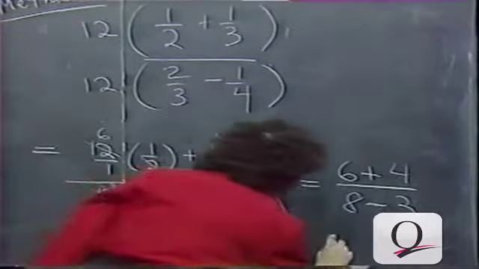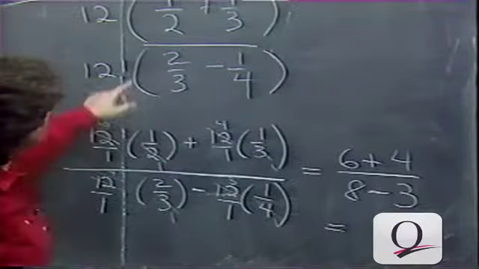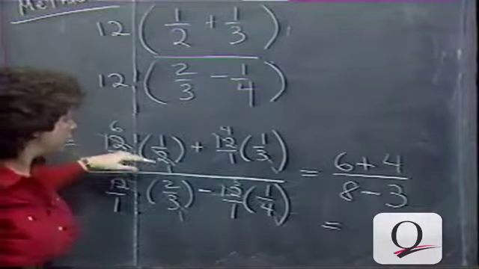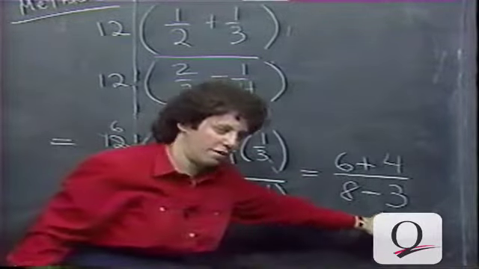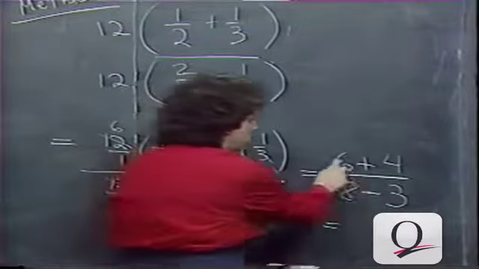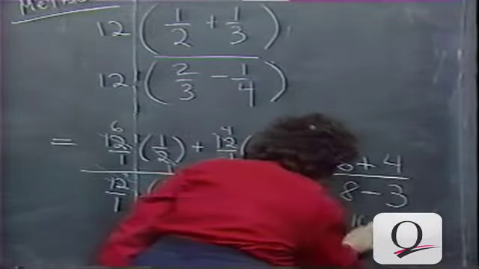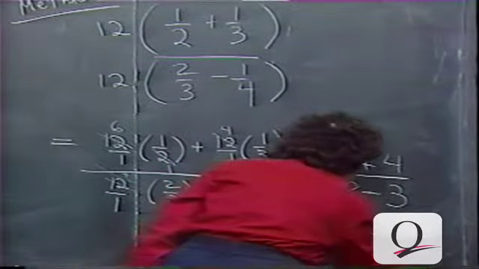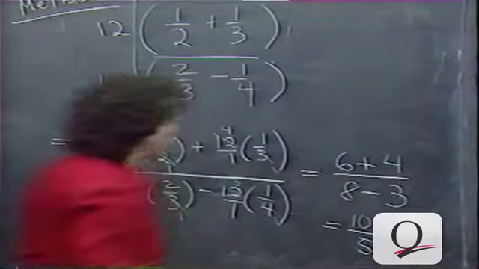So that gives us now, see, we picked 12 because we knew each of the denominators would divide evenly into it. So then when we did the multiplication, we would only be left with whole numbers here. All right, 6 plus 4, 10 over 8 minus 3, 5, 10/5, of course. Dividing top and bottom by 5 gives us 2.